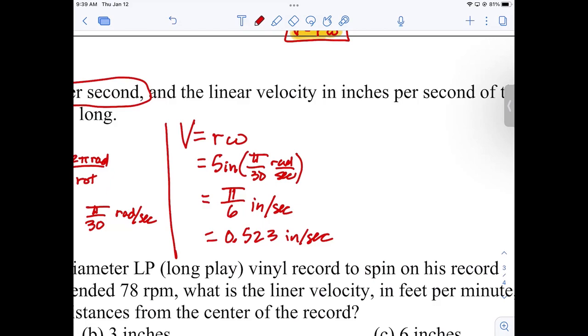All right, good stuff. We'll pick up there tomorrow. More applications, more angular velocity.